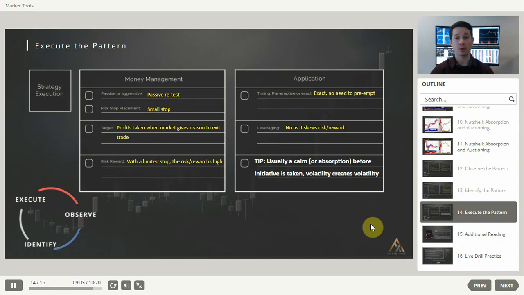Okay, we finish every one of these template completions with the tip. Again, these are my tips. They could be your tips. It's up to you. So the tip for the strategy, obviously, is usually a calm before the initiative is taken. And we spoke about that. I showed you what that looks like. It's a little bit of absorption just before the break. And do note, volatility breeds volatility.